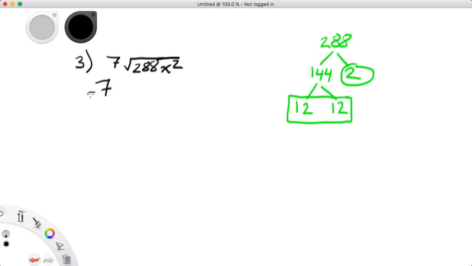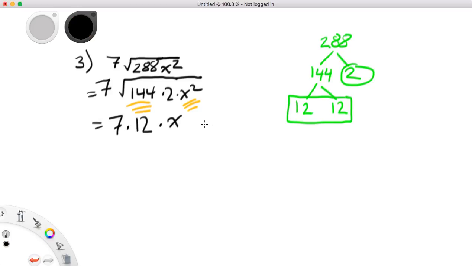And I happen to know that 144 is 12 times 12, which actually I can stop now because 12 times 12, that's your perfect square. 144 is your perfect square. So let's go back to here. We're going to call this 7 times the square root of 144 times 2 times x squared. Okay, I did it like that because lightning yellow.